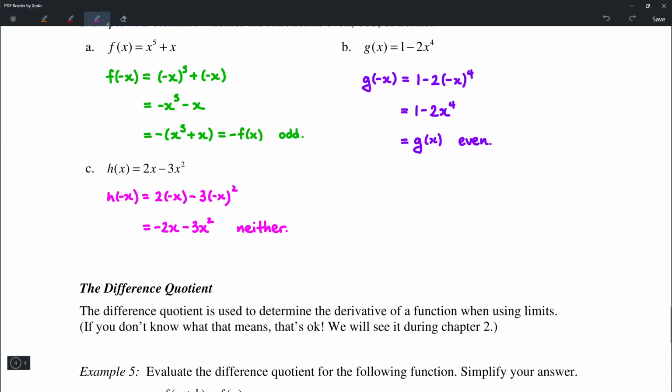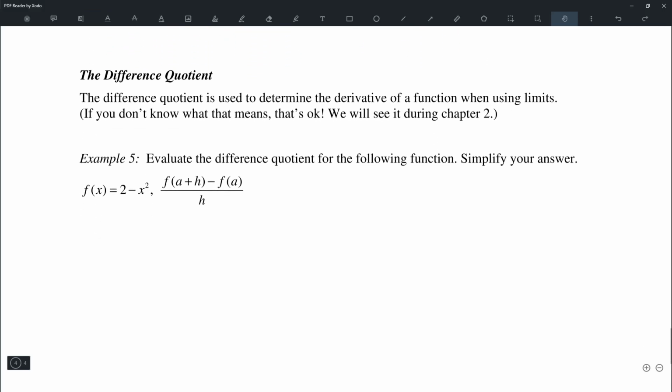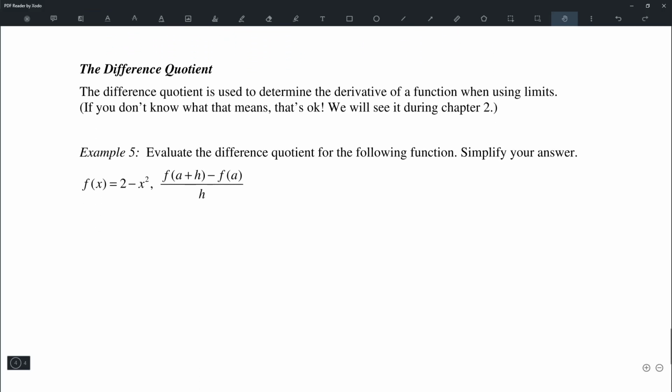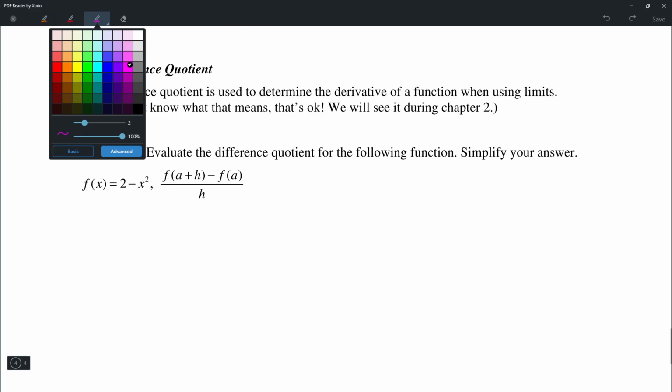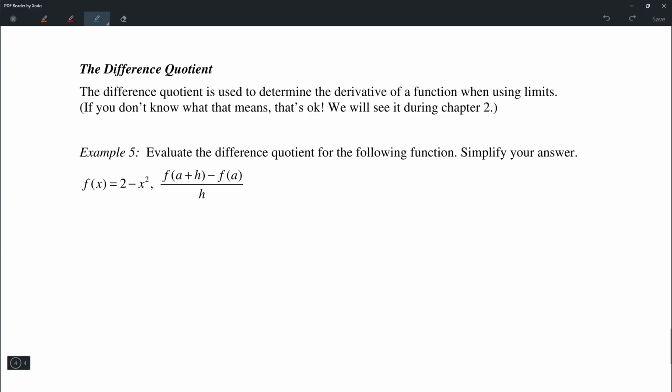So one last part is about the difference quotient. This is an example that we've seen before. So we have an f of x, which is just 2 minus x squared. We're going to find out what f of a plus h minus f of a all over h is. And again, this will be covered in greater detail in a later chapter. So it's a quick example about how this works. So substitution, 2 minus, and then a plus h squared minus, we're going to use parentheses here, 2 minus a squared. And this will be all over h.